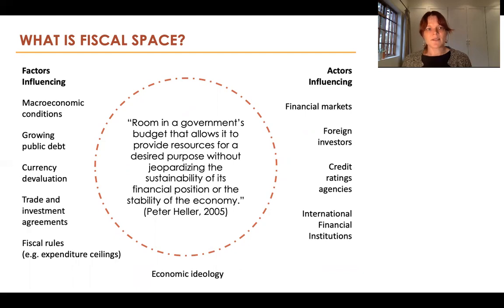So on the left-hand side, we have some of the factors that influence fiscal space. These include economic conditions, captured in indicators like debt ratios and currency exchanges, but they also include factors that are more the rules of the game in a way. So that could include conditions agreed to in trade and investment treaties. It could also in some cases include specific fiscal rules, either constitutional rules or legislative rules that set ceilings on expenditure either for particular sectors or for the government overall.